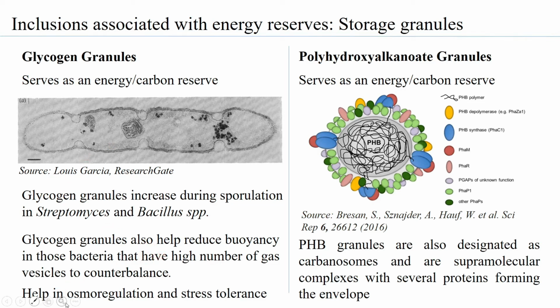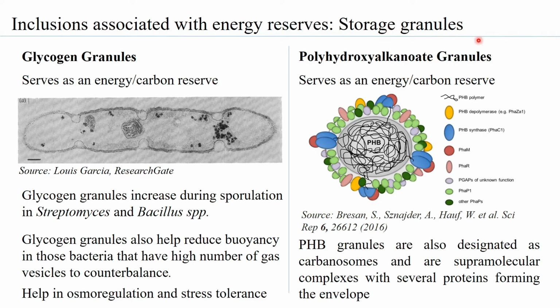It also seems to help in osmoregulation and stress tolerance. So, in fact, it is observed that many mycobacterium which have these glycogen granules are able to resist or survive in cold conditions, and they can also survive desiccation.